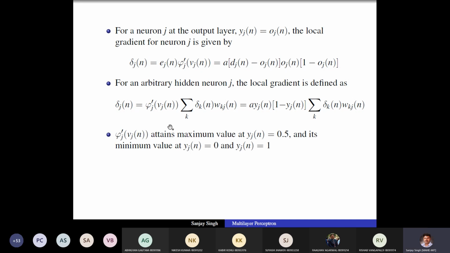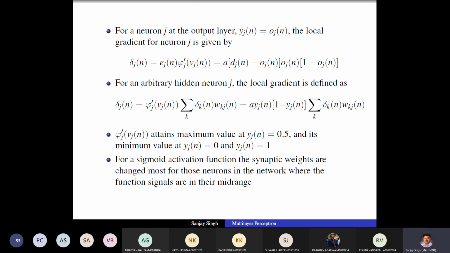Now it attains maximum value when it is 0.5 and its minimum value when it is 0 or 1. So it can be shown that for a sigmoid activation function, the synaptic weights are changed most for those neurons in the network where the function signals are in the mid range, around 50%, 0.5 or so.